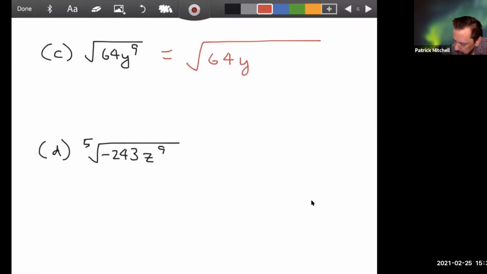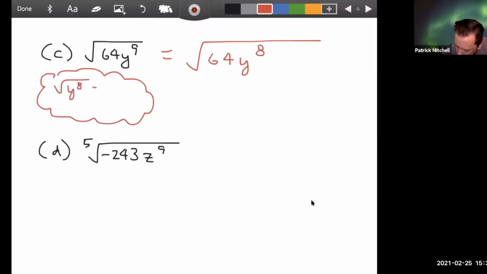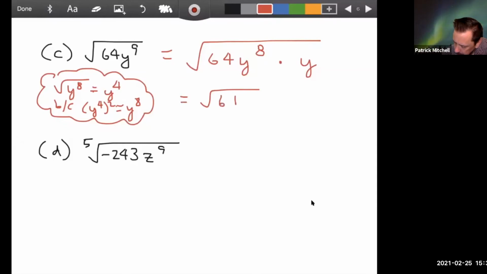Why is y to the 8th a perfect square? Well, it's because, a little thought bubble over here, the square root of y to the 8th would be y to the 4th, wouldn't it? And that's because the square of y to the 4th is y to the 8th. All right, so you put your y to the 8th with the perfect squares, makes your leftover a y. Break that into two separate radicals. Square root of 64y to the 8th times the square root of y. The square root of 64y to the 8th is 8y to the 4th. And then you put the square root of y over here.